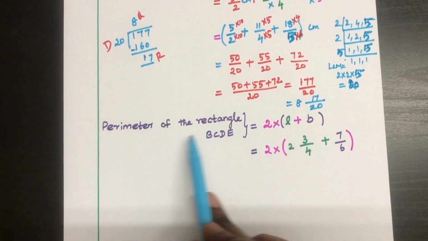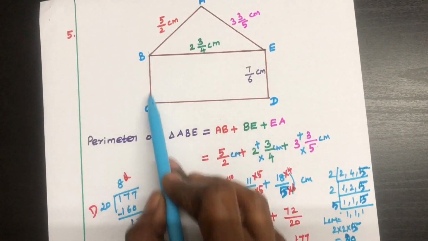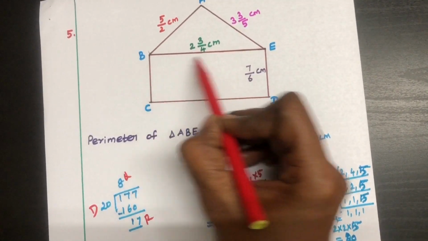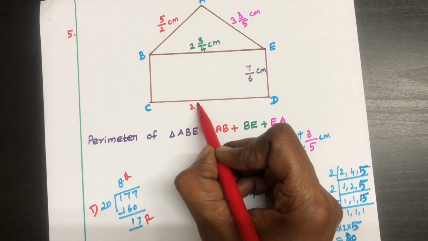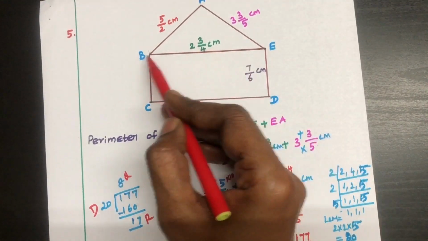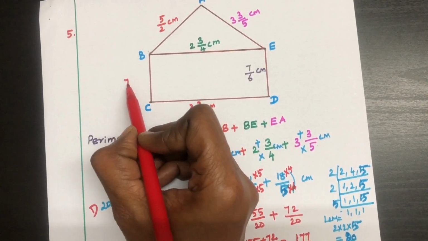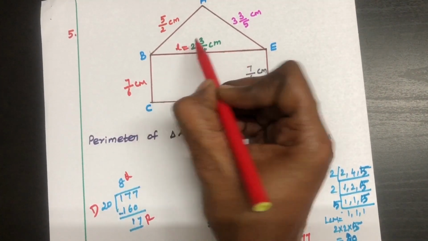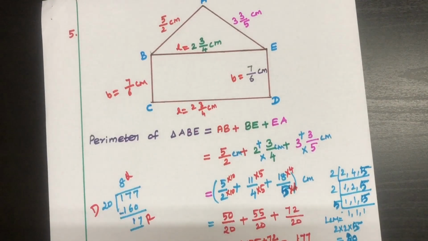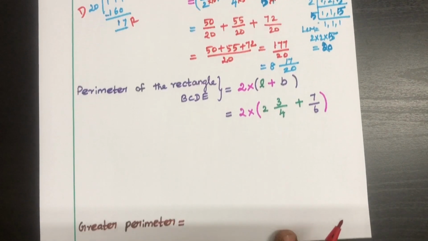Now we are going to find the perimeter of rectangle BCDE. For that we know the formula. See, this is BCDE. This is the length now. So here also the same number will come, 3 by 4. Opposite sides are equal in a rectangle, so this length must be equal to this length. This breadth is equal to this breadth. So 7 by 6 centimeter. This is our length and this is our breadth, B equal to breadth. So using this we can easily find the perimeter of rectangle BCDE.